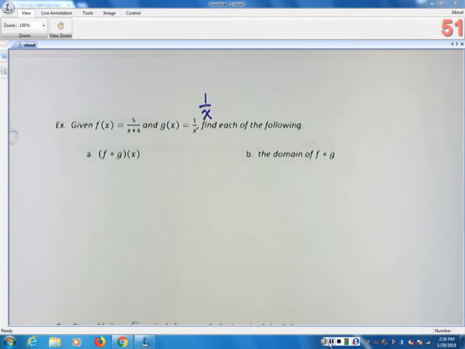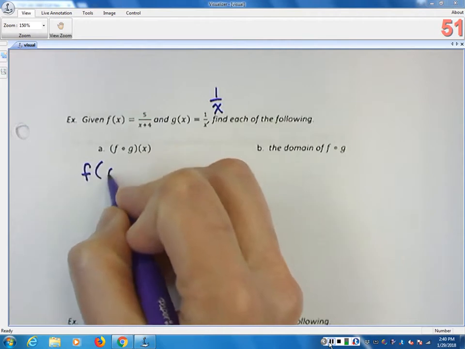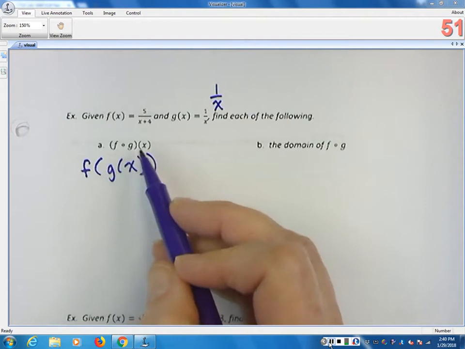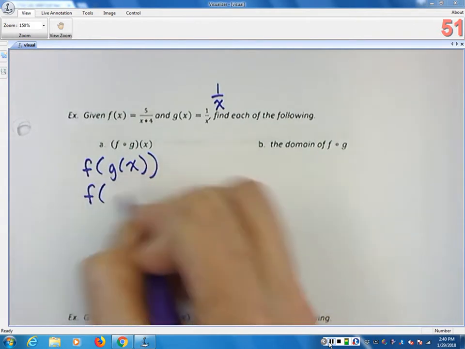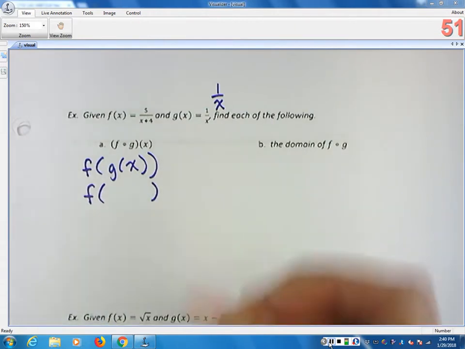So here, now we've got two functions, and they have variables in the denominator. So we want to find f of g of x. That's what this means, f of g of x. F composite g of x. That's what that little degree symbol there means. So we're going to replace g of x with what it is. G of x is 1 over x.